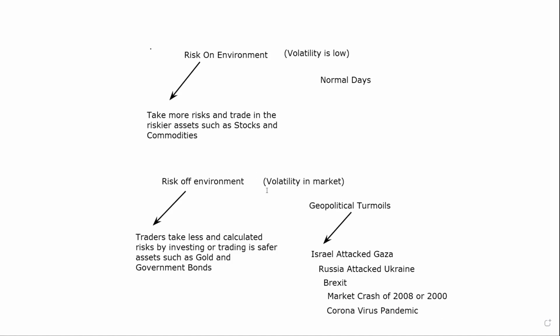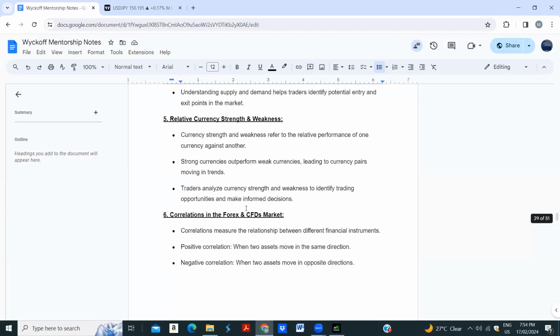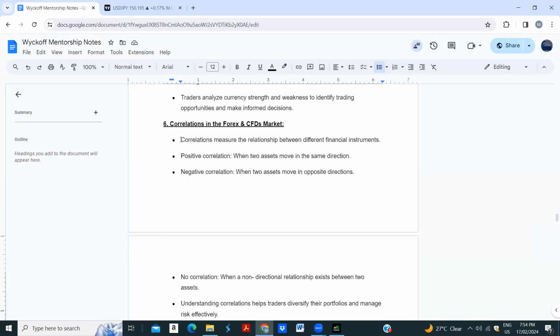Normal days are just like the days now, or any usual day when there is no geopolitical turmoil occurring around the world. Those are the normal days. During those days, the traders are willing to take more risk and they trade in risky assets such as stocks and commodities. Okay, so I hope everything is clear about risk on environment and risk off environment. And now we're going to come to the correlations in the Forex and CFDs market.